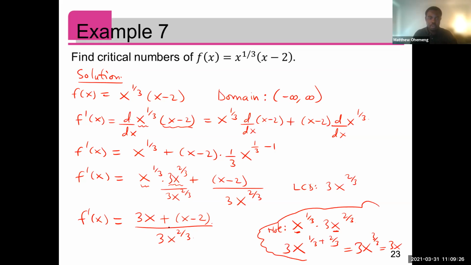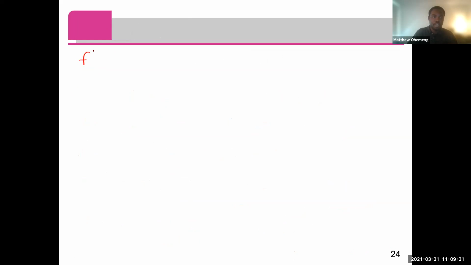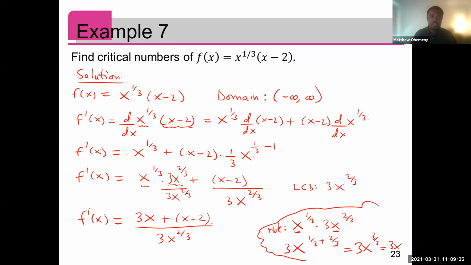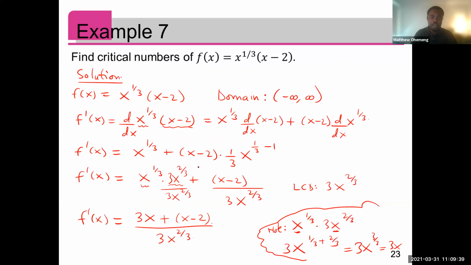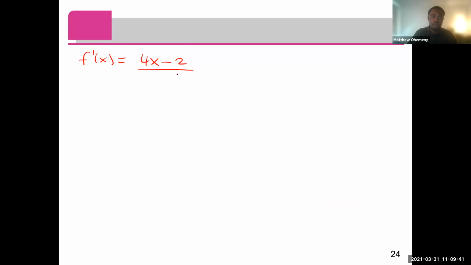So we are here, right? So let's try and simplify the f prime. I'm going to move on to the next. So we get f prime of x equal to, and then we have 3x plus x, which is 4x, and then minus 2, and then all over 3x to the 2/3. Right. So this is where we are.